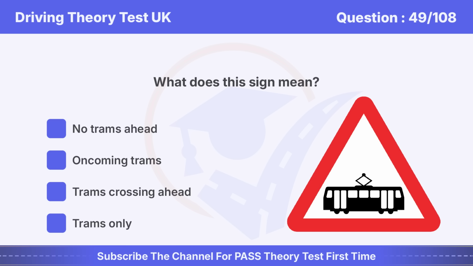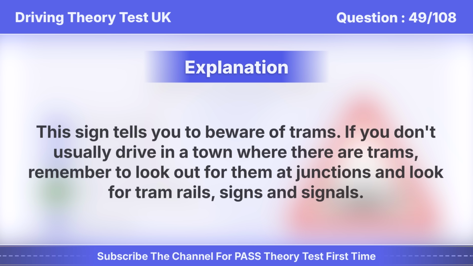Question 49. What does this sign mean? Answer is C. Trams crossing ahead. This sign tells you to beware of trams. If you don't usually drive in a town where there are trams, remember to look out for them at junctions and look for tram rails, signs and signals.